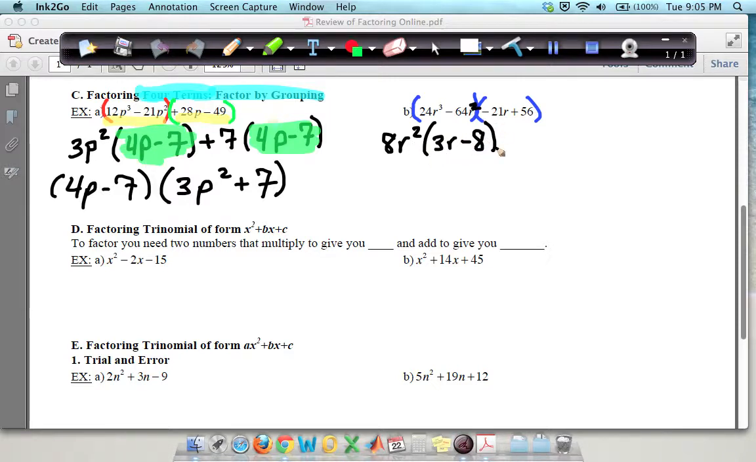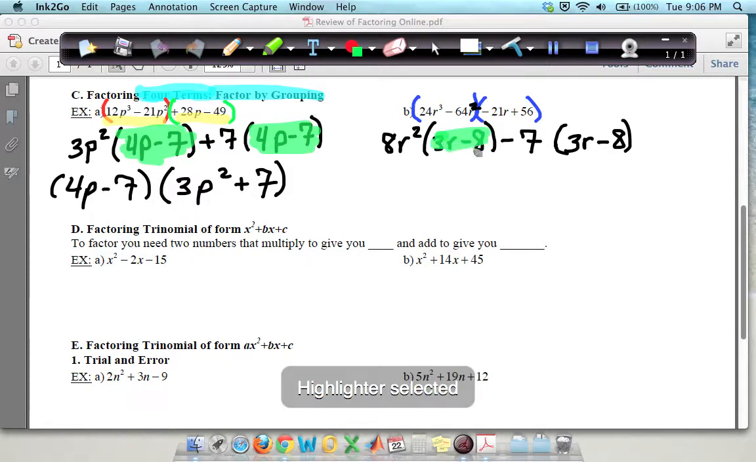Okay, now I look at the next set, and when I pull a number out and I have a parentheses, I want this first number to be a positive 3r. That's the whole point. It should be the same as this factor. I notice I have a negative 21, which means I need to pull out a negative sign to make that positive. And then what do 21 and 56 have in common? It's a 7. So I'm going to pull out a negative 7. When I divide negative 21r by negative 7, I get a positive 3r. And when I divide 56 by negative 7, I get a negative 8. And I can tell that this is going to work because now both of these factors are the same.